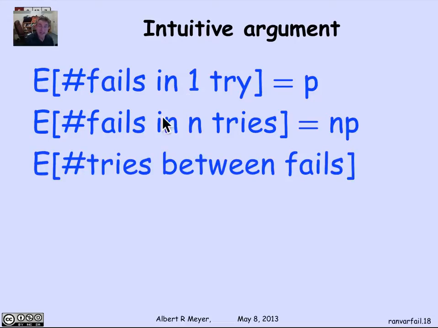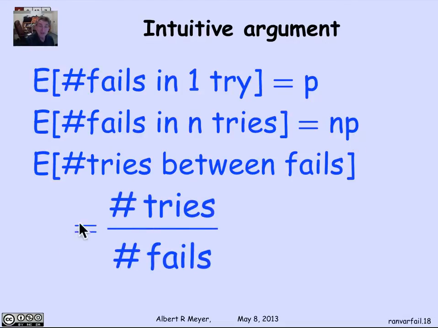Now, what's the expected number of tries between failures? Well, if you think about that, I've done n tries, and I've got np failures. So if I divide the number of tries by the number of failures, that by definition is the average time between the failures. It's the expected time to a failure. So I divide the number of tries by the number of fails, which by definition is the average number of tries between failures, and it's equal to n over np, which is equal to 1 over p, and that's an argument that I hope you will remember.